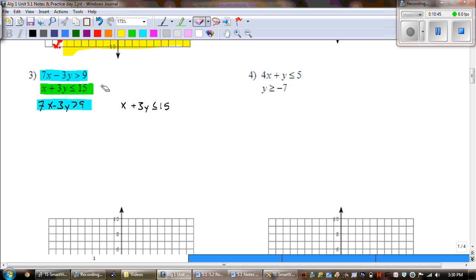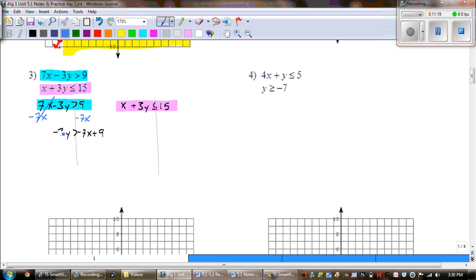I don't like green. We'll do pink. Okay, so for each one of these, we need to solve them first. So let's solve the blue one. I would subtract 7x from both sides because we want the y by itself. Don't forget that that's a negative 3y is greater than negative 7x plus 9.